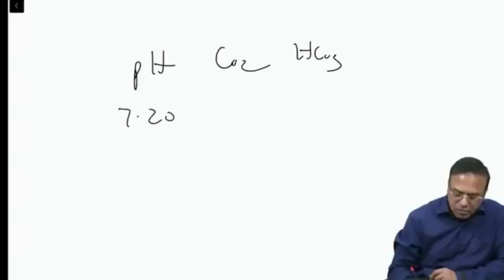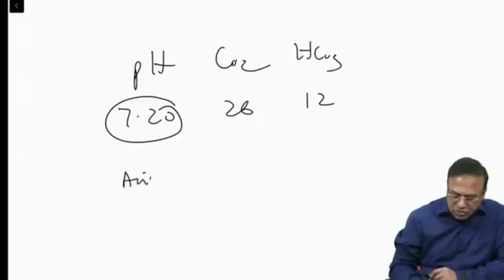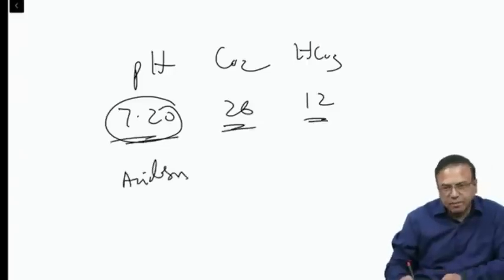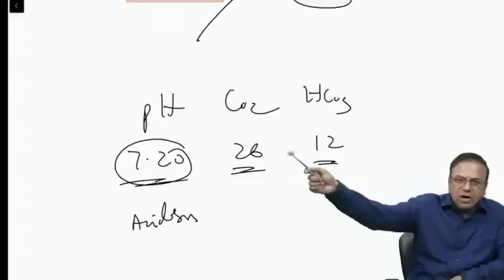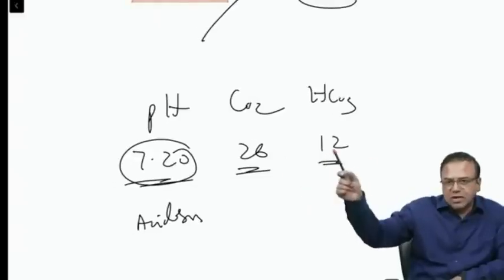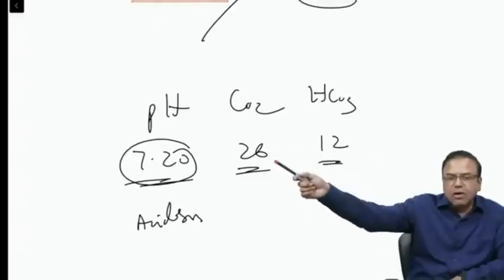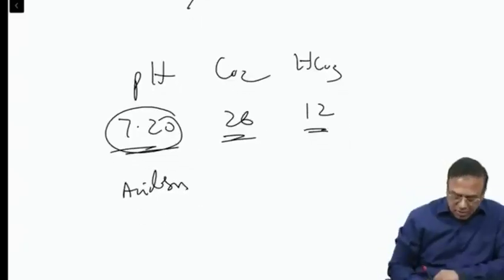Let's say you are looking at 7.2, 26 and 12. Always start with the pH. If this is acidosis, write acidosis. Explain the acidosis by either carbon dioxide or bicarb. Carbon dioxide low can't be causing respiratory acidosis. It has to be metabolic acidosis, right? A low carbon dioxide causes alkalosis. So you have to label the acidosis. Let's say it is metabolic acidosis.